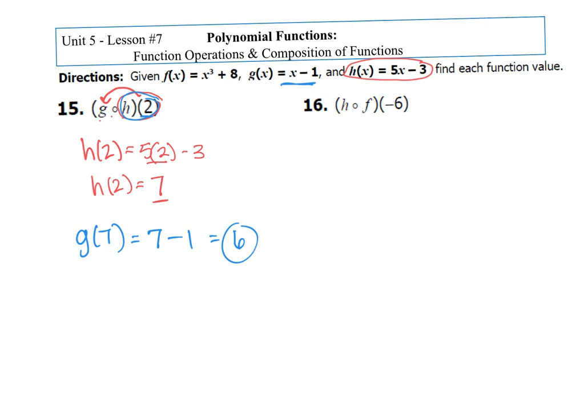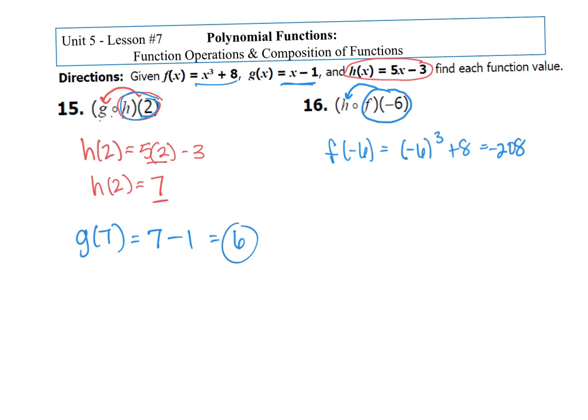16 is read as h of f of negative 6. So we're going to take this second function, f of negative 6. That's what we're going to find first, and that answer goes into the h function's x's, and then we'll compute that part. So we're going to start by finding f of negative 6. Again, it's always the second, and put it inside the first. You're probably sick of hearing me say that, but that's how it works. Second into first. So it's x cubed plus 8 that we're working with for f. So I'm going to do parentheses and put negative 6 inside, cubed plus 8. So negative 6 cubed plus 8 is equal to negative 208.